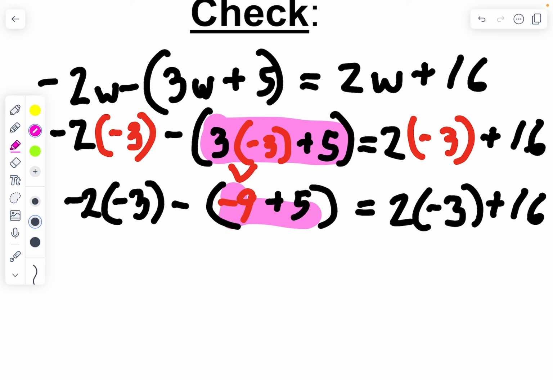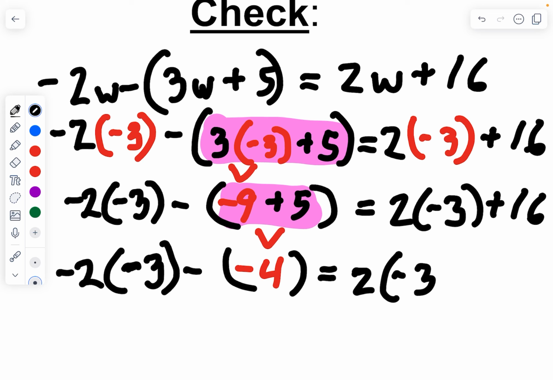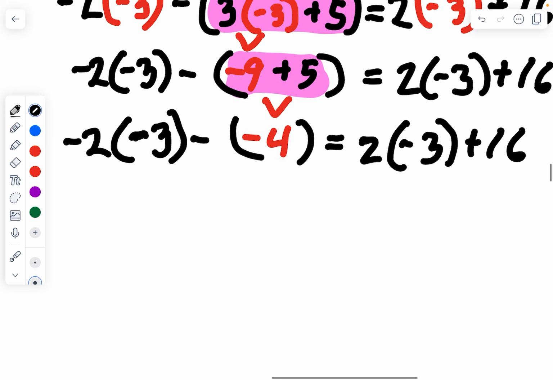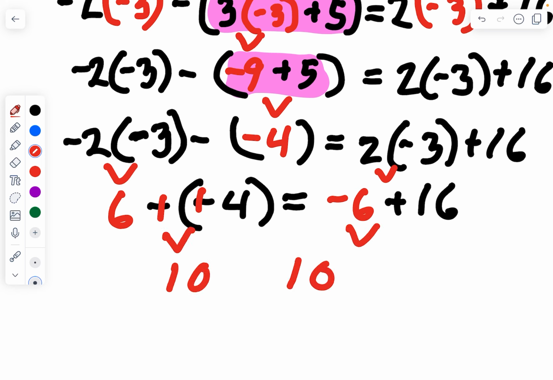I still have a parenthesis. I still have things going on inside of it. So I get -4. Now I don't have anything going on in the parenthesis anymore, and I'm going to multiply here. So I get 6 and I get a -6 on the other side. I end up with a chop here, so I get 10. On this side, I get 10, and that is our check. If you have any questions, let me know.